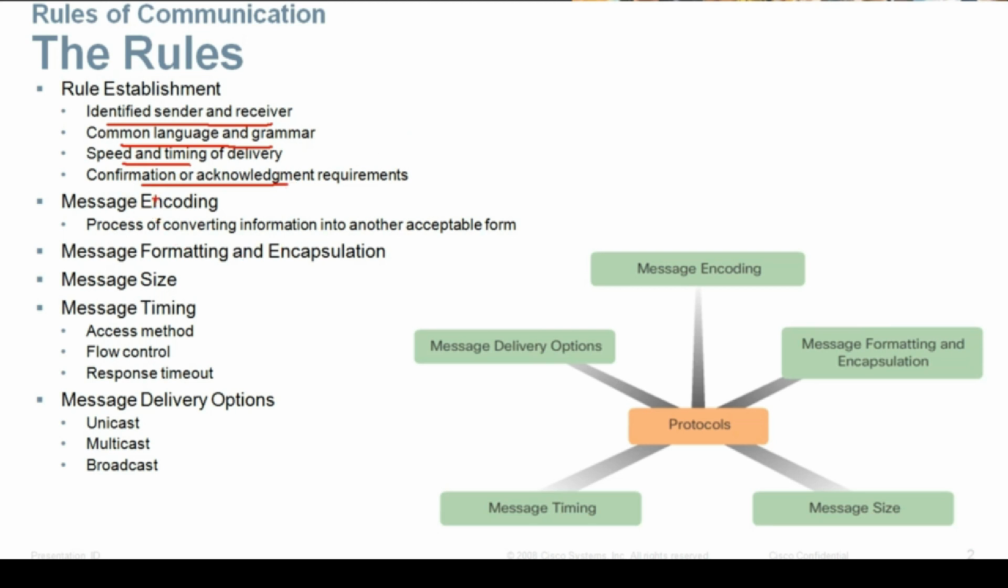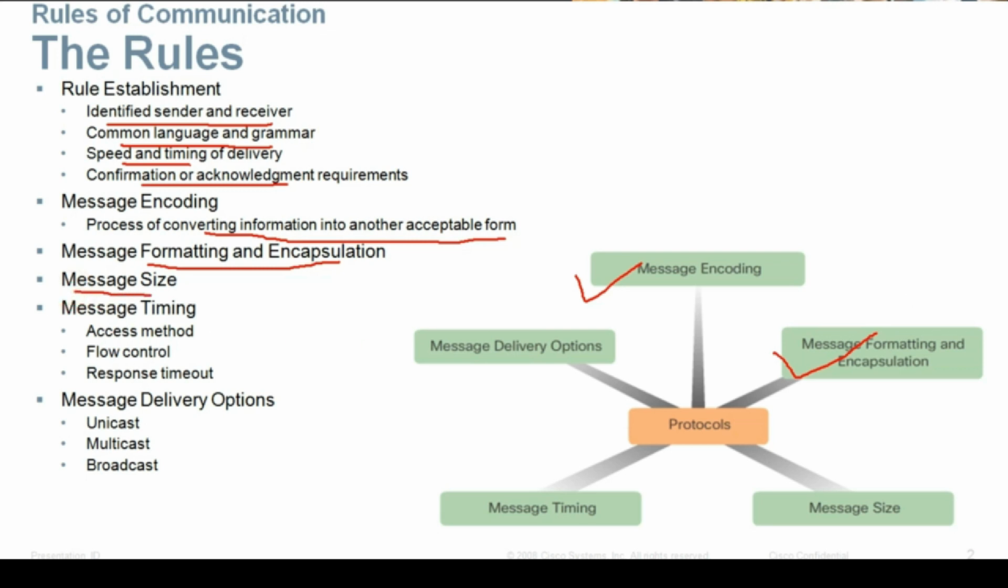Apart from that, there are some fixed settings of any message transfer in the network. The first is message encoding. Message encoding is the process of converting the information into another acceptable form. Next is message formatting and encapsulation. You have to format your message in a fixed form. You also have to encapsulate it according to the various layers of the network.